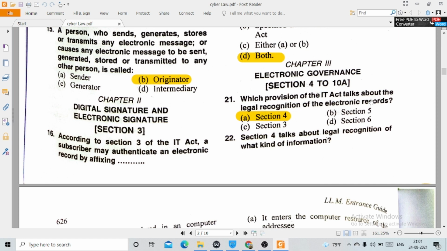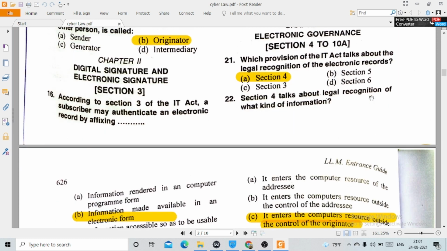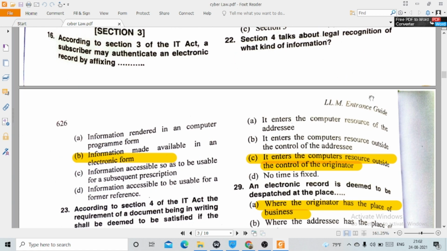21. Which provision of the IT Act talks about the legal recognition of the electronic records? This is option number A, Section 4. Section 4 talks about legal recognition of what kind of information? This is option number D. Information made available in an electronic form.